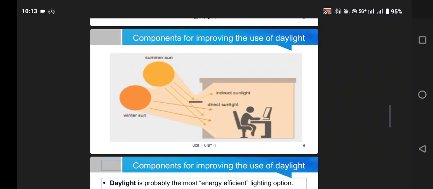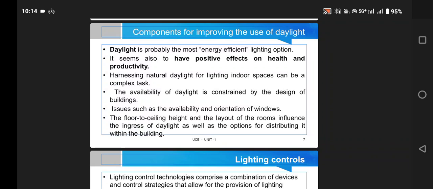This diagram represents the various components for improving the use of daylight. In order to utilize the daylight, we have to properly make arrangements to use the direct sunlight as well as indirect sunlight. Daylight is probably the most energy efficient lighting option. It seems also to have positive effects on health and productivity.